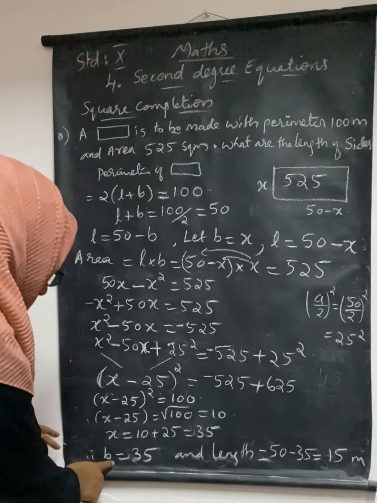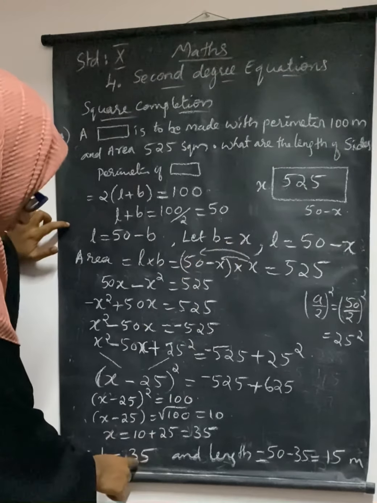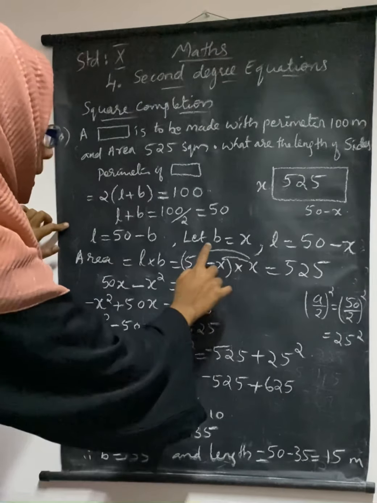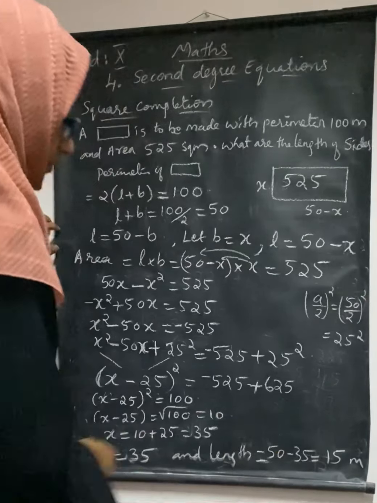So what is the breadth? Breadth is equal to x, how much is it here? 35 meter. And the length, go back and see, is 50 minus x, that is 50 minus 35, 15 meter.